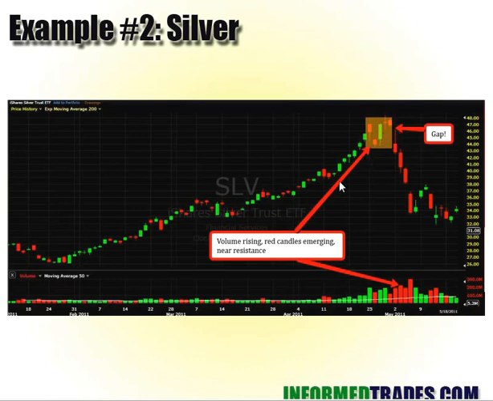So we have a pro gap, we have approaching resistance, and volume rising after a long appreciation. That's sort of what Gann would look for as a major top. And sure enough, silver really dropped significantly. Could have been a great opportunity to make a lot of money in a short amount of time based on that.